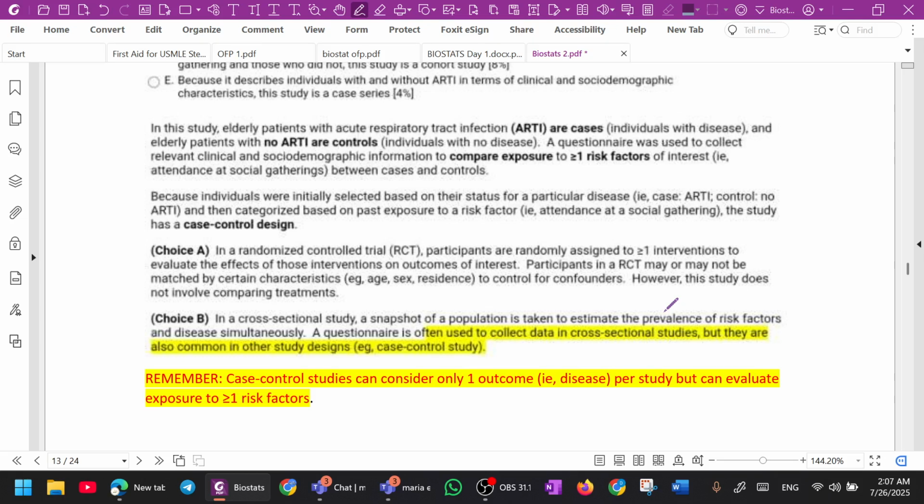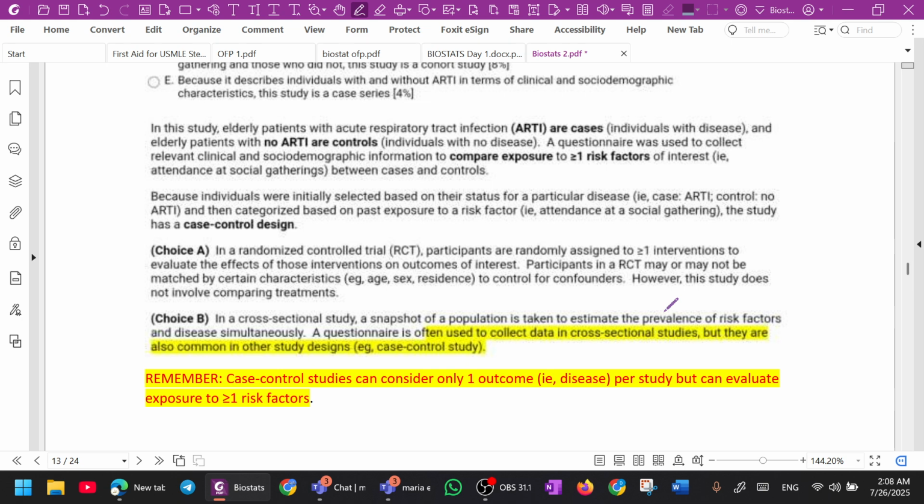Okay, choice A. In RCT, patients are randomly assigned to one or more than one intervention to evaluate the effects of those interventions on outcomes. Participants in RCT may or may not be matched by certain characteristics: age, sex, residence to control for confounders. However, this study does not involve comparing treatment.